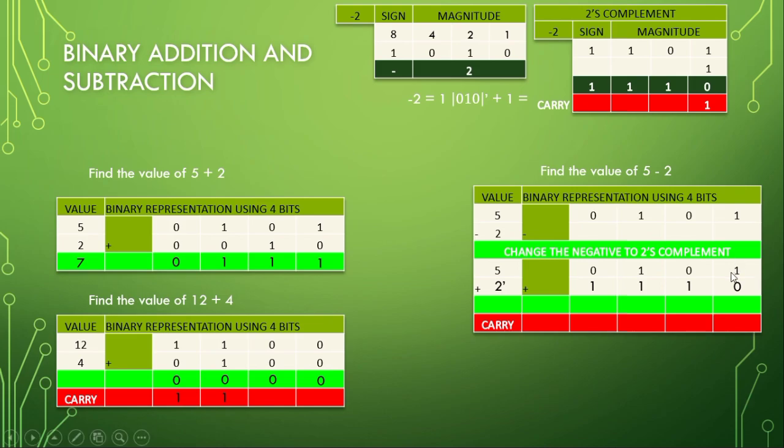Great. So any negative number, we turn it into 2's complement to make our value easy for addition. When we are subtracting binary values, we turn that binary value into 2's complement so that we go from subtraction to addition. And this is the visual representation of what I mean.